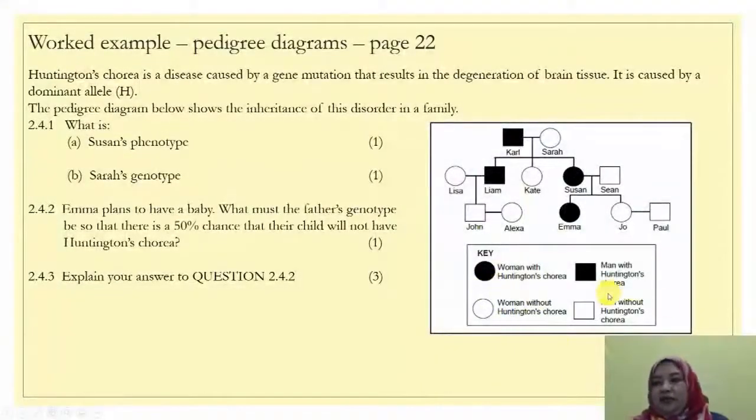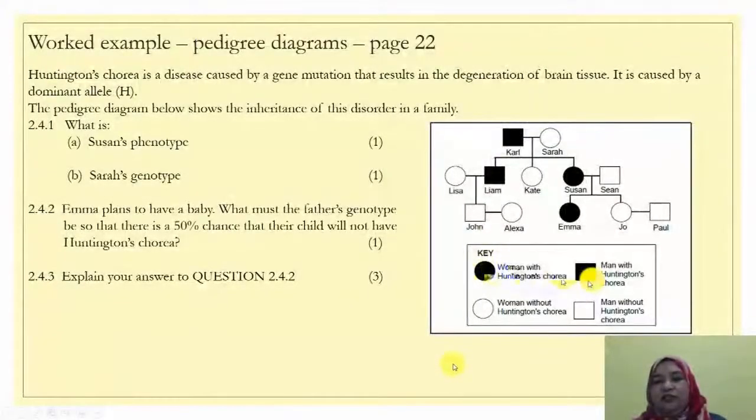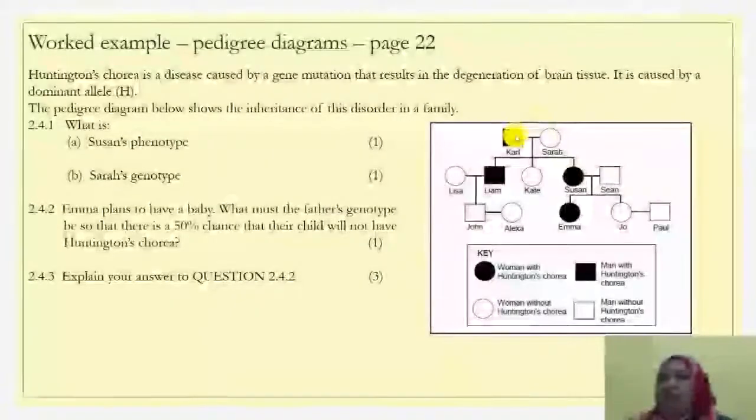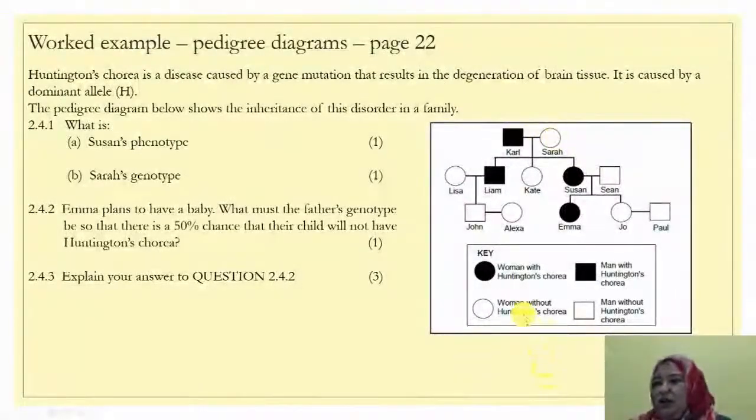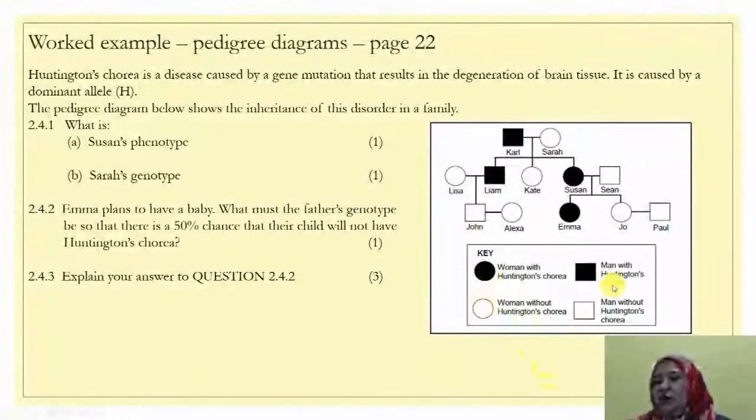In our key, we see that squares are males and circles are females. So you always look at your key first, before you even look at the questions. Okay? So I have Carl, who's a male, and Sarah. But now I notice that there are two types of circles, one is black and the other one is white, and there are two types of squares, a black and a white square. Okay?